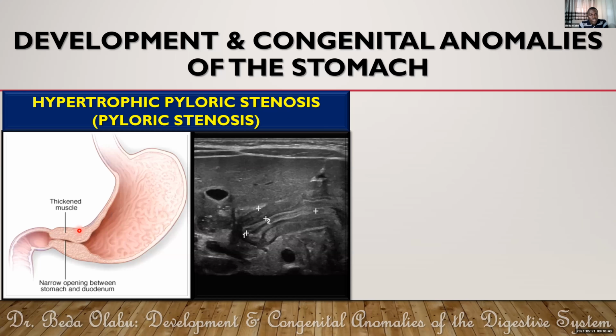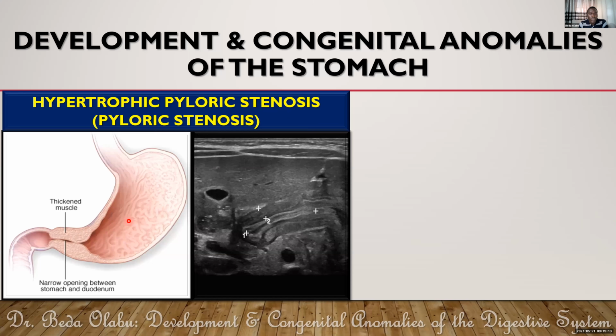A child with hypertrophic pyloric stenosis will struggle to move gastric contents from the stomach to the duodenum. So this child will present with vomiting. If you see a newborn baby vomiting, we suspect hypertrophic pyloric stenosis.